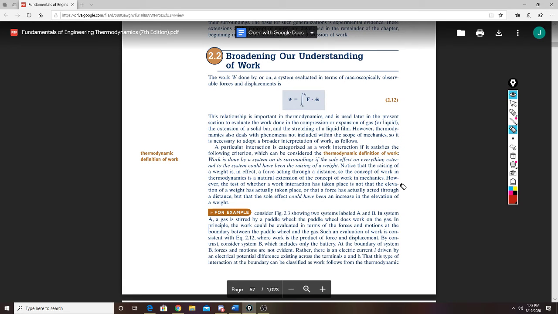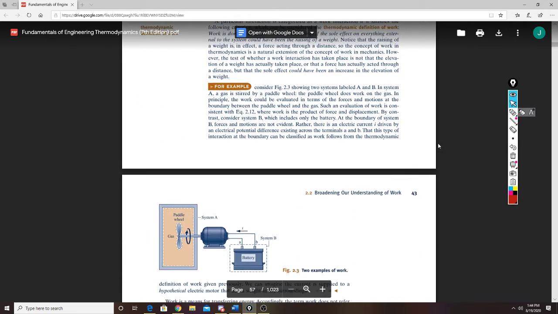And then it says, notice that the raising of a weight is in effect a force acting through a distance. So the concept of work in thermodynamics is a natural extension of the concept of work in mechanics. However, the test of whether a work interaction has taken place is not that the elevation of the weight has actually taken place, or that the force has actually acted through a distance, but that the sole effect could have been an increase in the elevation of a weight. So, really quickly, now we're going to talk about an example. Once again, hold on to that definition. It's really confusing. This will hopefully clear it up for you. So we have an example here.